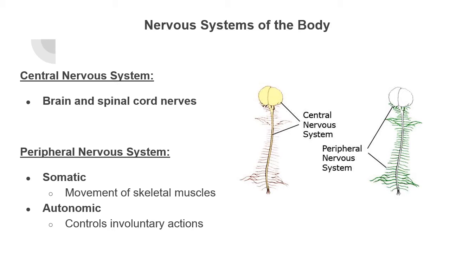When looking at the nervous systems of the body, we see that the nervous system is comprised of two separate systems, the central nervous system and the peripheral nervous system. The central nervous system is going to consist of the brain and spinal cord nerves, while the peripheral nervous system is going to be broken into two different parts, the somatic nervous system, which is involved in the movement of skeletal muscles, and the autonomic nervous system, which controls all involuntary actions.